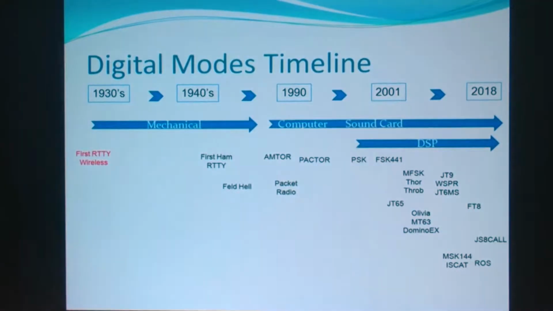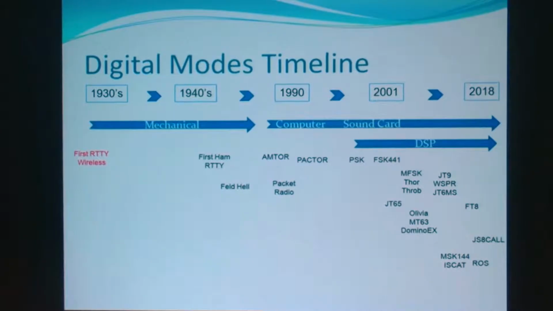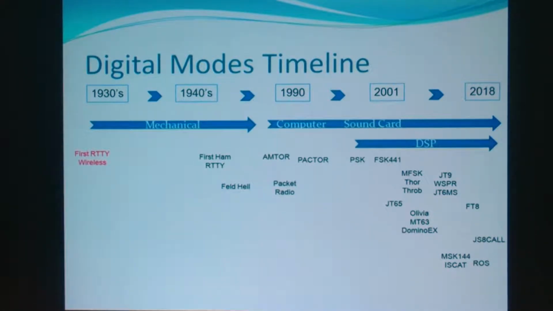Right. I nearly didn't put this slide in. This is really to show a timeline of how the digital modes expanded rapidly with the coming along of computers, sound cards and DSP. So if you look back in the 1930s, the red, that's commercial type activity. You then come into the 1940s after the war, where you see the first ham RTTY.